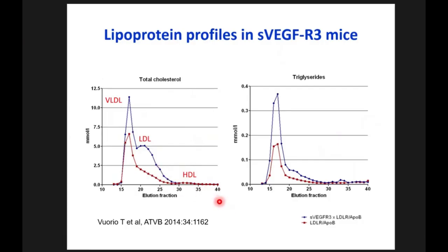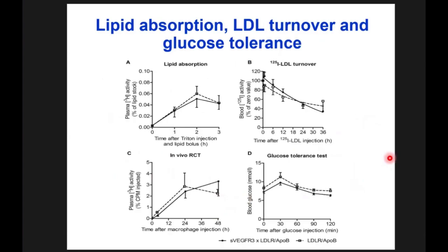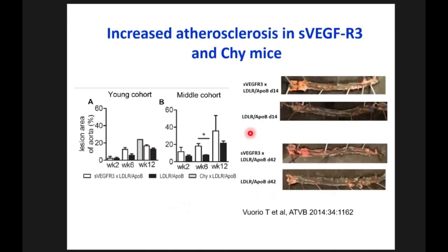And that mouse was then used for many, many studies. We looked at lipid absorption, LDL turnover, glucose tolerance test, and so on. All those were normal. So blocking the lymphatic receptor didn't affect those. But what you can expect is that these animals had increased atherosclerosis. We had young mice and then middle-aged mice, if you wish. And here in white bar is the decoy receptor mouse. And you can see that both in young and older animals, they have clearly more atherosclerotic lesions.